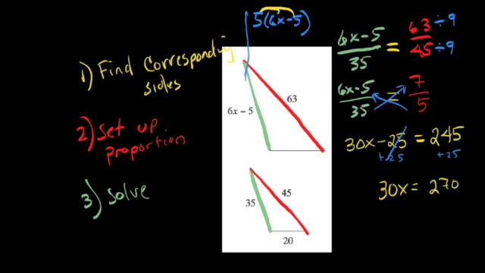Yep, so 270 divided by 30 is 9. So I'm going to divide both sides by 30. And we get x equals 9.